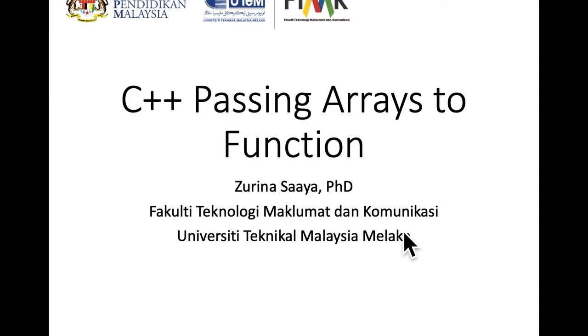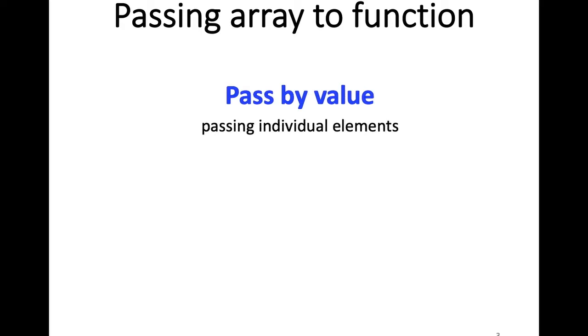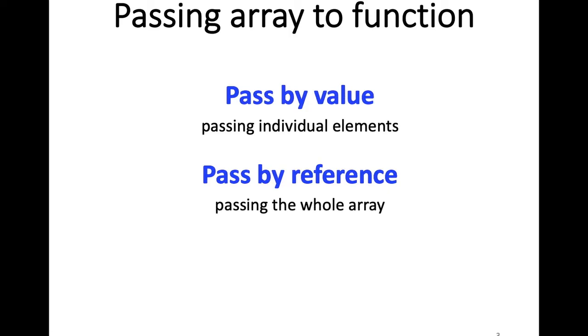Okay, now we will look at how to use array in function, or how to pass array to a function. To pass array to a function, there are two ways. The first way is to pass the value, by using the individual element. In here you need to specify the index number of which element you are going to pass to the function. The second method, or the second type, is to pass by reference. This is actually to pass the whole array to the function.